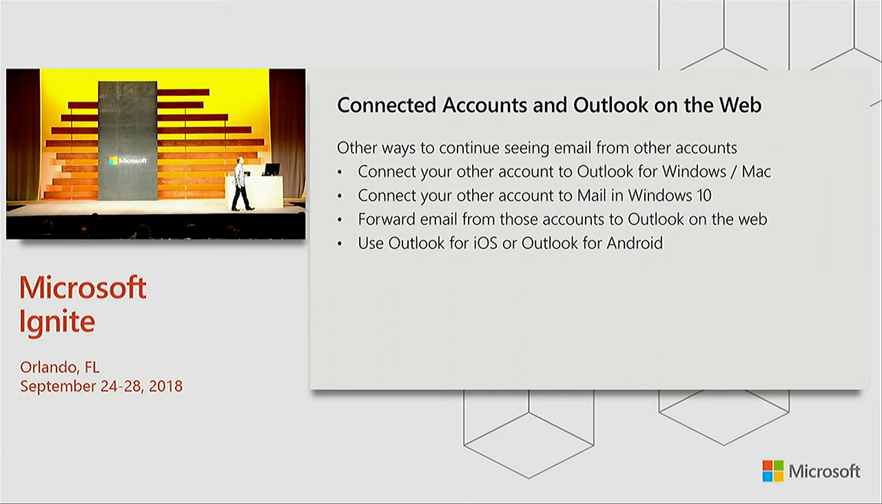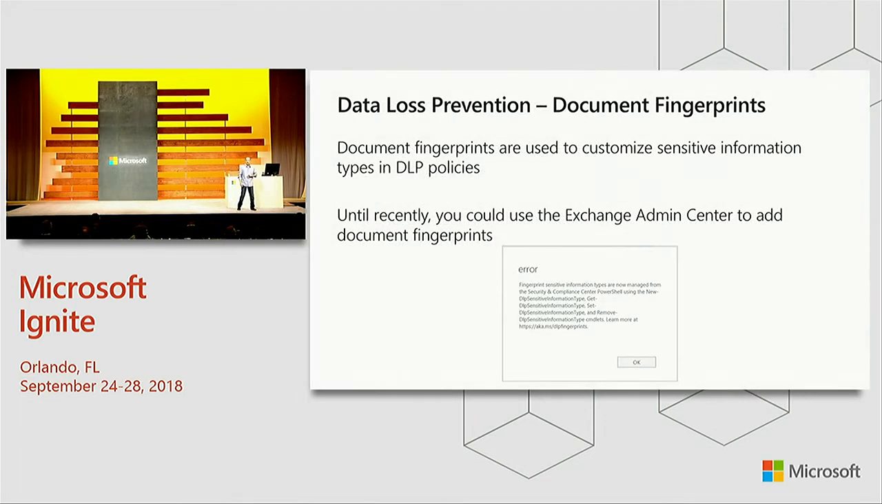You could use Outlook for Mac or Windows. You could use the Mail app in Windows 10. You could forward email from those accounts to Outlook on the web if you still wanted to use Outlook on the web for connected accounts. Or you can use Outlook Mobile, Outlook for iOS or Outlook for Android. So really, it's just the connected account experience in Outlook on the web that's going away, not connected account usage itself.